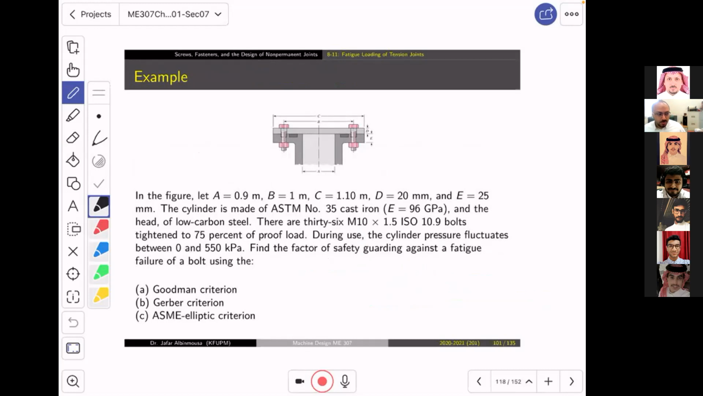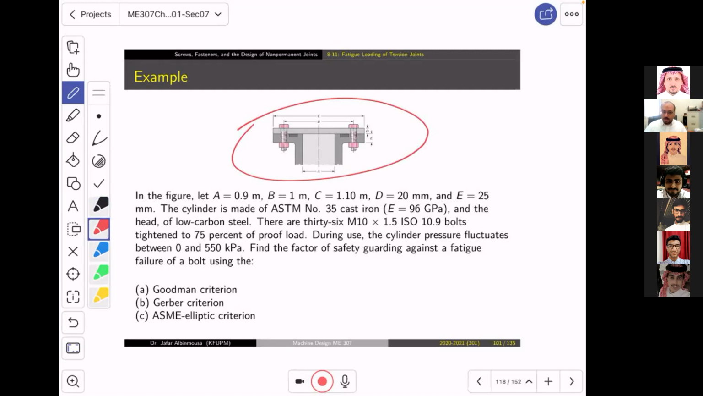How do we make them? What is the length of the thread? What is the knot? What is the head? What is the washer? The whole story ends here. This is now, again, the classical problem of a pipe with a flange, and there is a frustum. And now we want to know if the bolts are going to be safe in terms of fatigue or not.